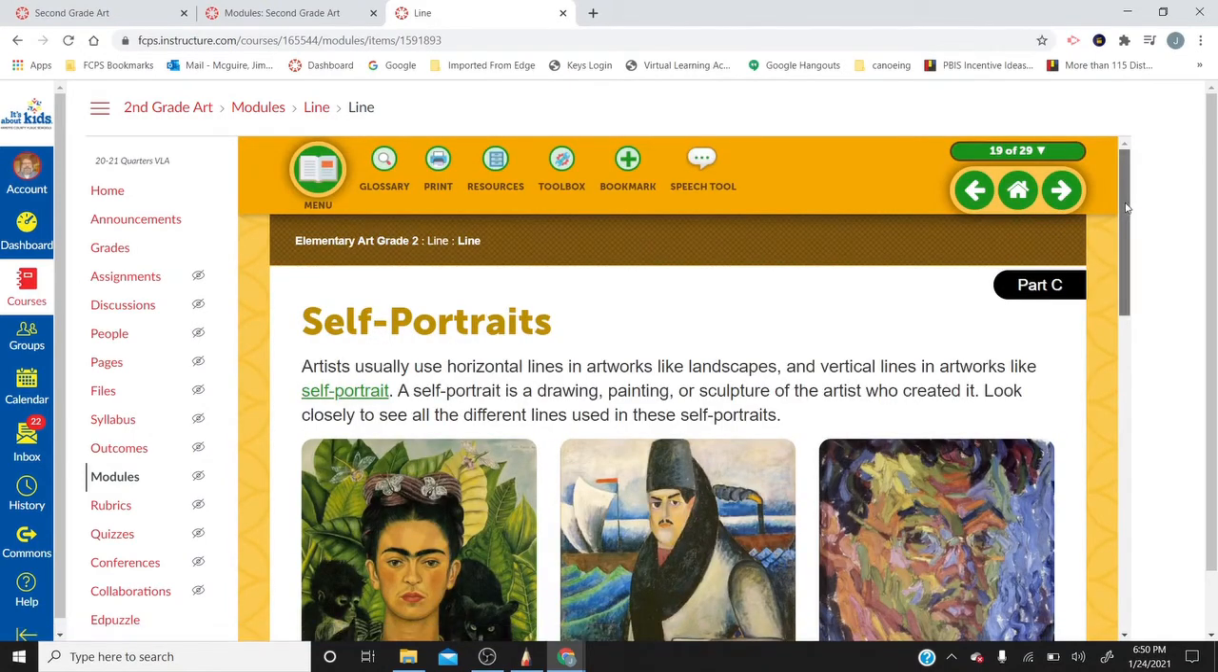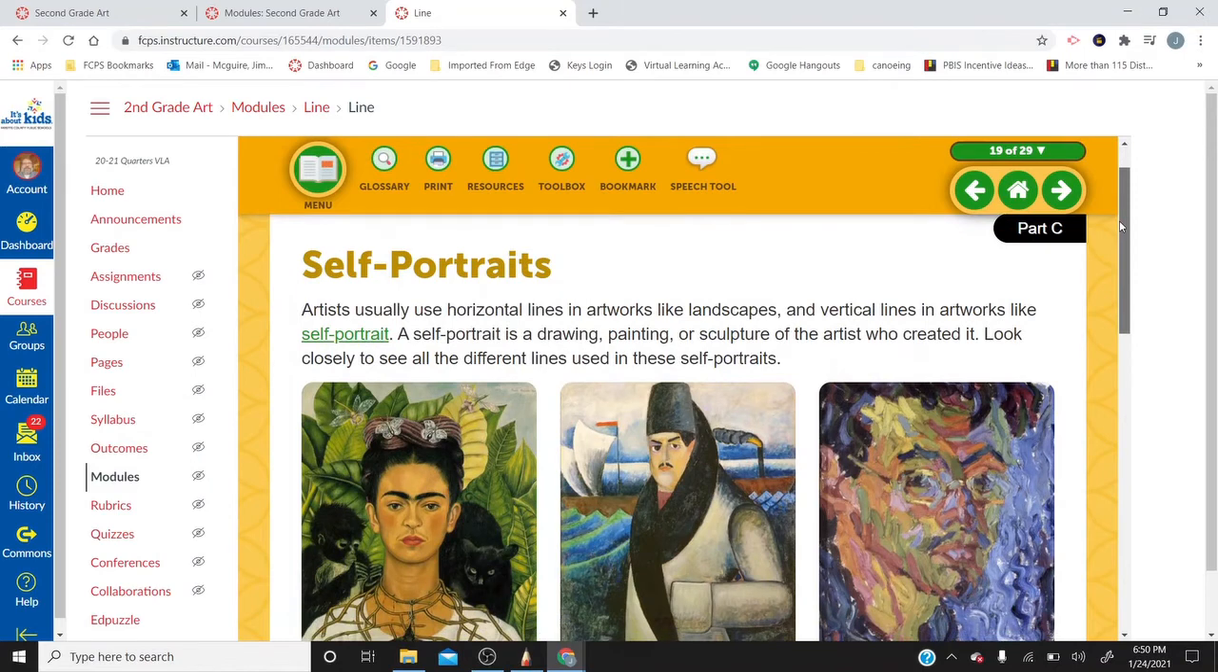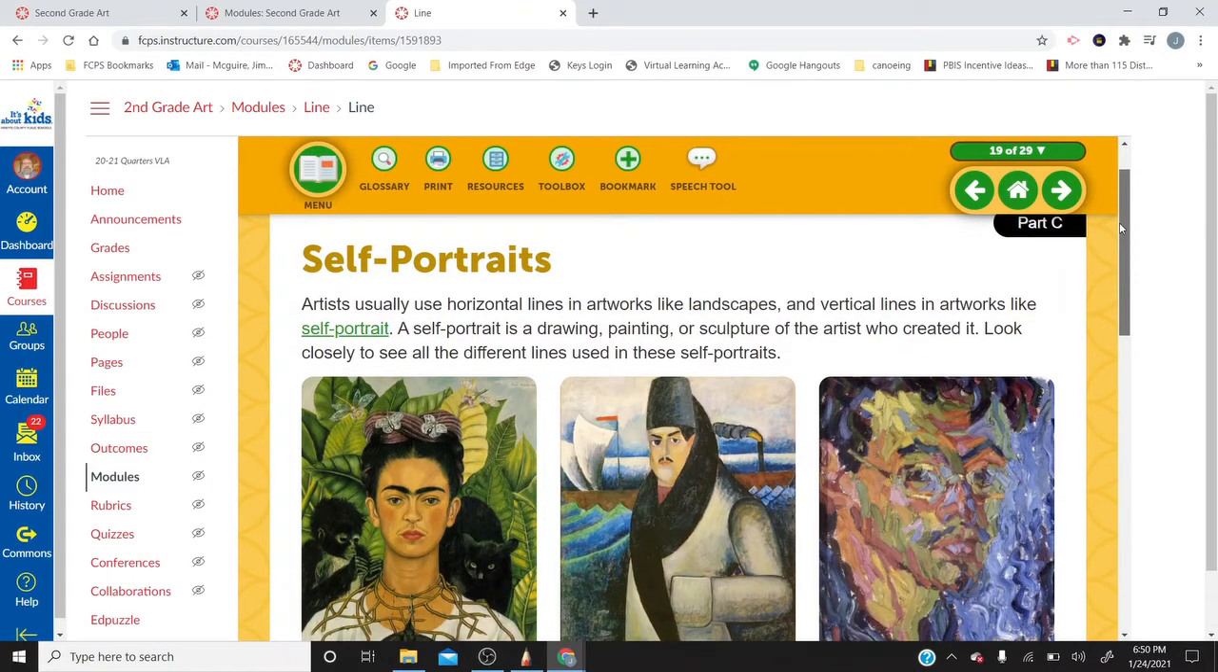When we talk about self-portraits, we're talking about when an artist draws themselves. Artists usually use horizontal lines in artworks like landscapes and vertical lines in artworks like self-portraiture. A self-portrait is a drawing, painting, or sculpture of the artist who created it. Look closely to see all the different lines used in these self portraits.